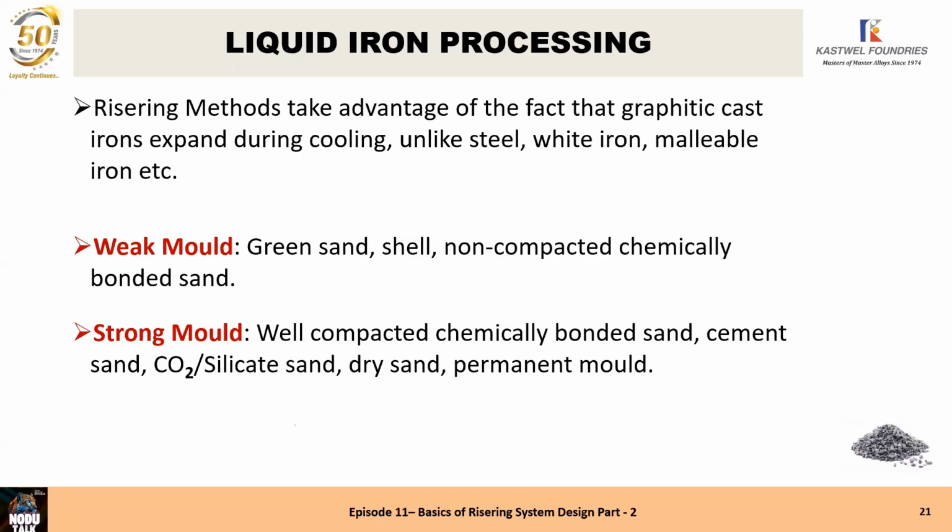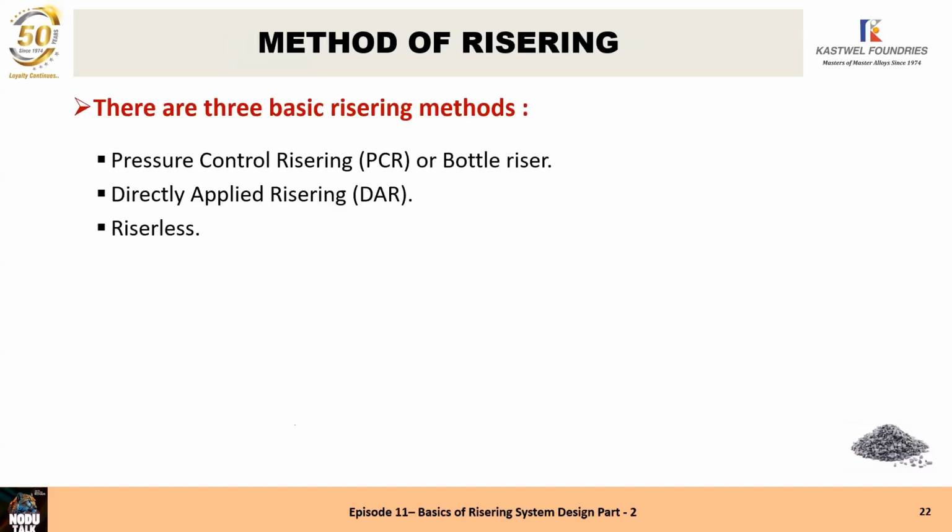Weak molds, green sand, shell molds, non-compacted chemically bonded sand, these are all producing weak molds which cannot withstand the solidification pressure of the expanding liquid. Strong molds are well compacted chemically bonded sand molds, cement sand molds, CO2 or silicate sand molds, dry sand molds properly clamped, and permanent molds properly clamped. These are strong molds. There are three basic methods of risering.